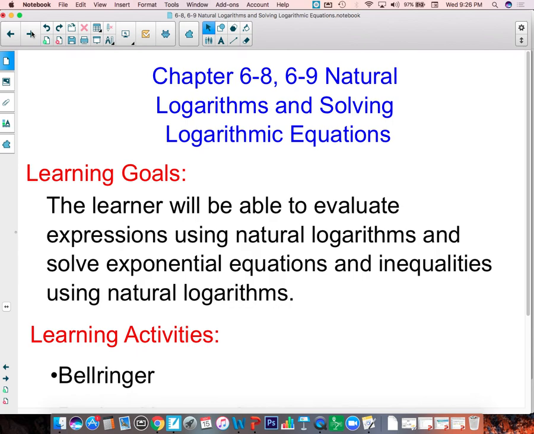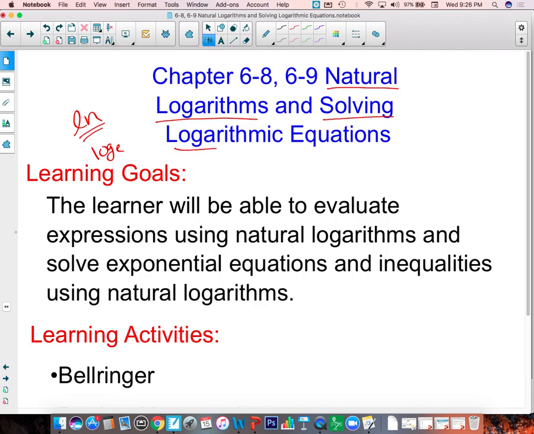Really, we've kind of looked at these already. Okay, natural logs, that's that ln that I wrote yesterday, or I said it was log base e. Okay, and I'll show you what e is today. And then solving logarithmic equations, we've kind of been doing that the last 2 days already, so it shouldn't be very much of a new lesson.